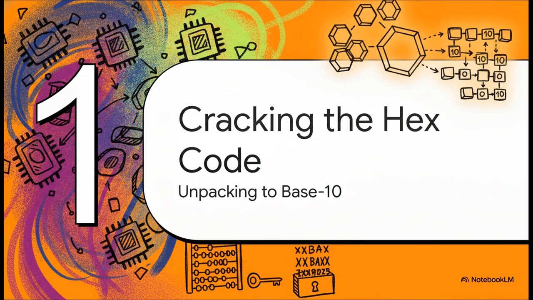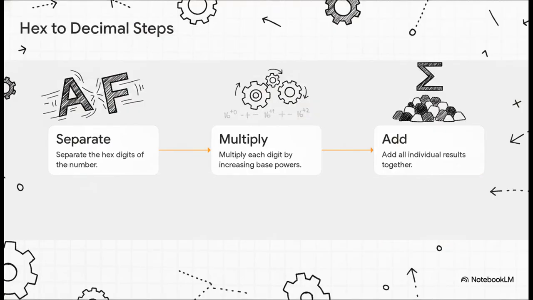Okay, let's jump into part 1, cracking the hexadecimal code, unpacking the code to base 10. So base 10, that's just the standard decimal system we use every single day. But hexadecimal, that is base 16, and it's a way denser way for computers to pack information. So how do we translate from base 16 back into our normal base 10? Well, the fundamental rule here relies on positional weight.